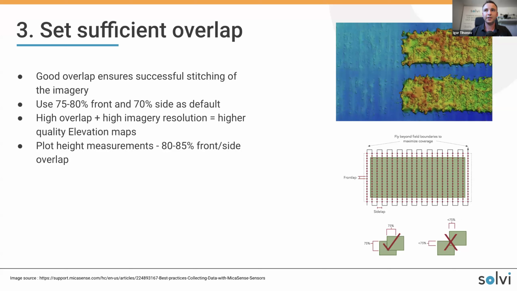So you want to fly lower if you need to capture a high level of detail in elevation, but also the overlap. So if you're looking to do height measurements, you might want to increase it up to 80–85% in both front and side overlap.